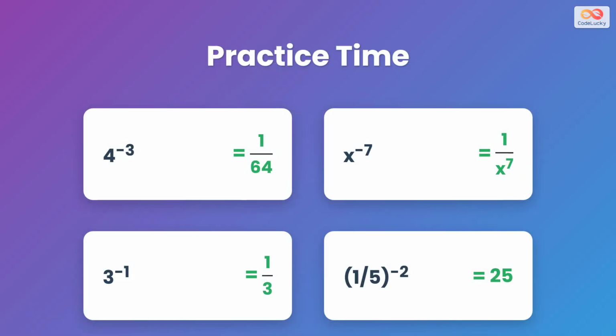Here are a few practice problems to test your understanding. 4 to the negative 3 becomes 1 over 64. x to the negative 7 simplifies to 1 over x to the 7th. 3 to the negative 1 is just 1/3. And finally, the fraction 1/5 to the negative 2 flips to become 5 squared, which is 25.